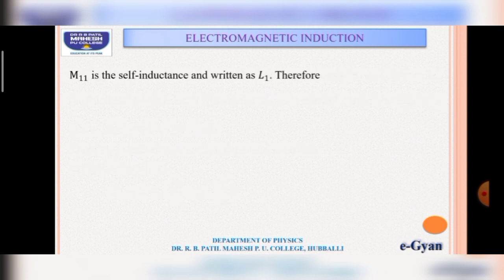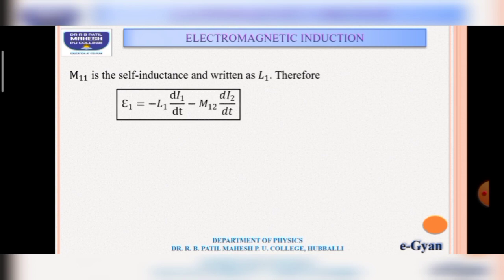Here M11 is nothing but self-inductance and is written as L1. Therefore, E1 is equal to minus L1 dI1 by dt minus M12 dI2 divided by dt. Okay, this is the EMF induced in first coil due to the flow of current in both the coils.